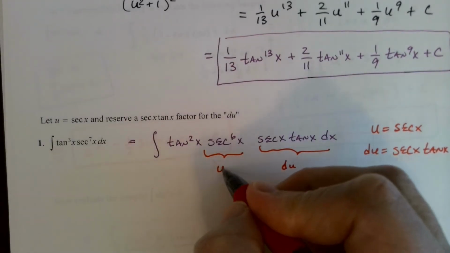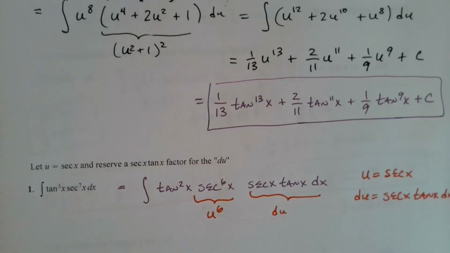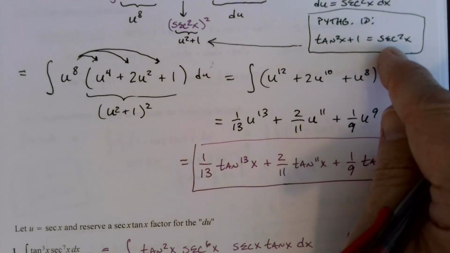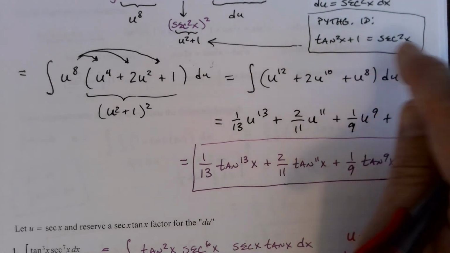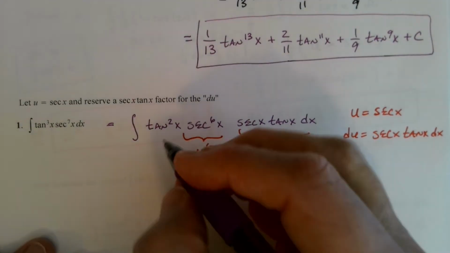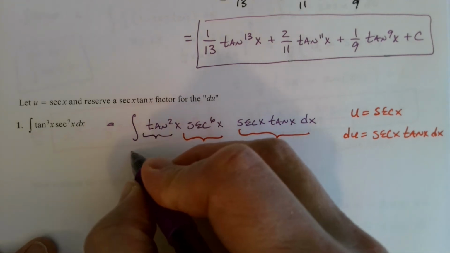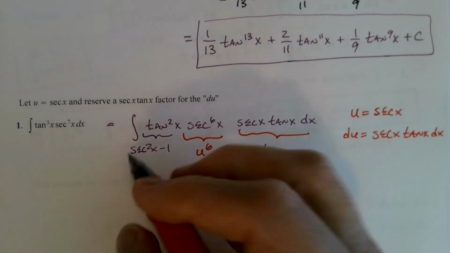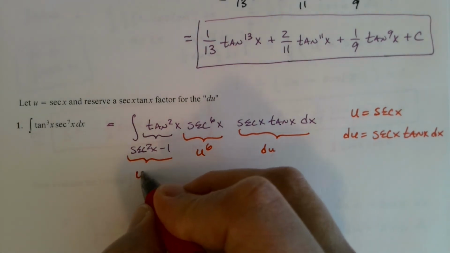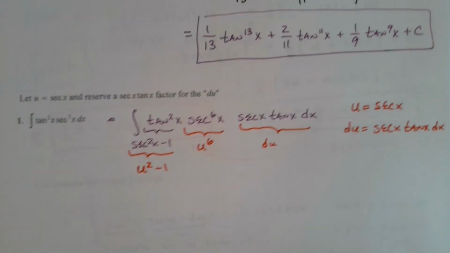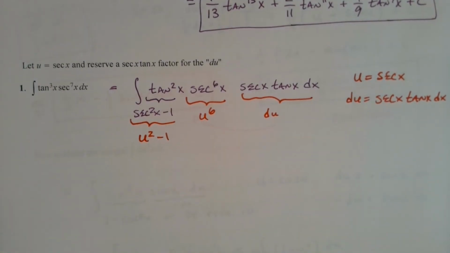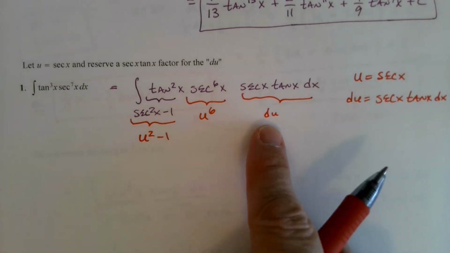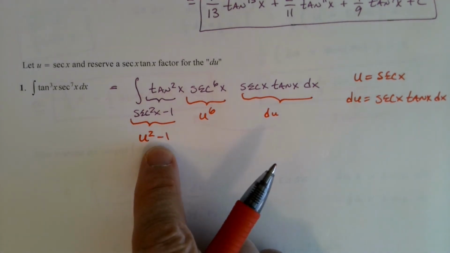Secant to the 6th is u to the 6th. And what is tangent squared x? So be careful here. Tangent squared x plus 1 is secant squared x. So tangent squared x is what? Secant squared x minus 1, right? So this is secant squared x minus 1, right? So this becomes u squared minus 1. There's everything covered. All right, so if our tangent factor is odd, we can peel off a tangent and a secant for the du, convert everything over to secants.